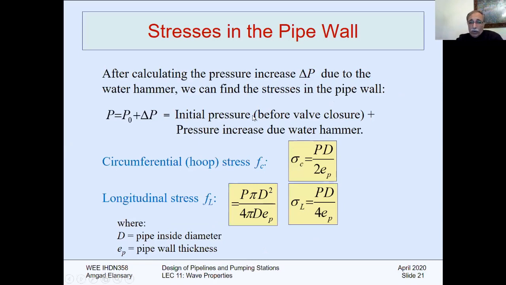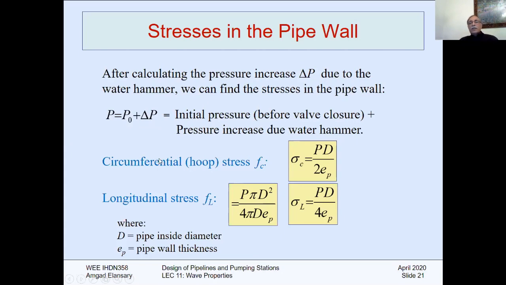Stress in the pipe wall. You can see the stresses in the pipe wall after calculating the pressure increase, the delta P due to the water hammer, which is the Joukowsky pressure. Delta H equals minus A delta V over g, and we can calculate the delta P, of course, because delta P equals gamma delta H. So the final pressure, or the total pressure, will be the initial steady state pressure before valve closure, P naught, plus the delta P, the increase in the pressure.